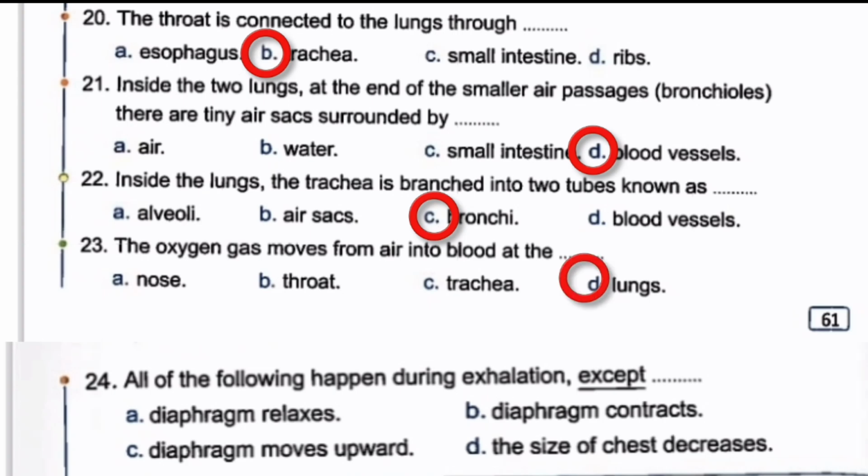Last one in this question, 24. All the following happen during exhalation except: diaphragm relaxes, diaphragm contracts, diaphragm moves upward, the size of chest decreases. So all of these steps happen during exhalation, except one step that happens during inhalation. The right answer is diaphragm contracts. So we will choose letter B.